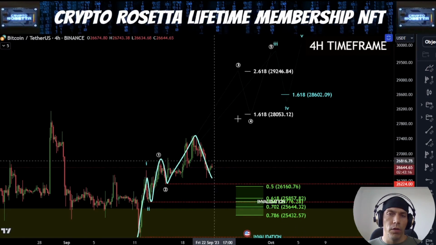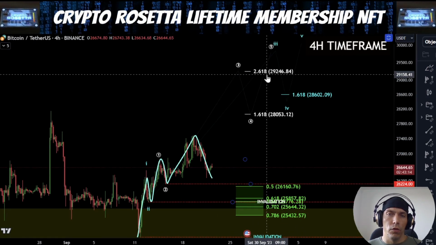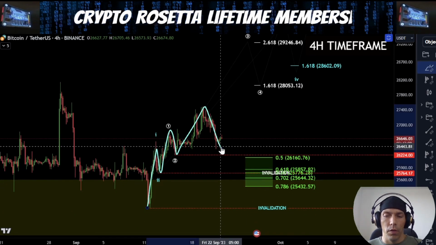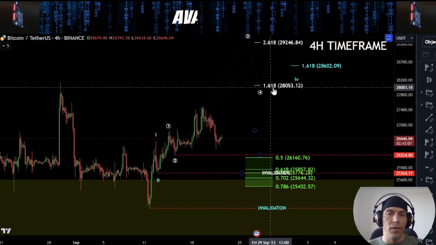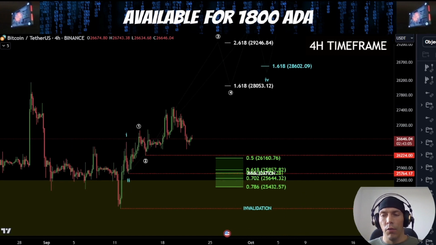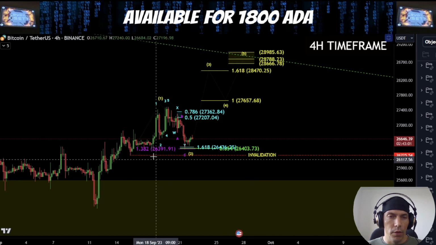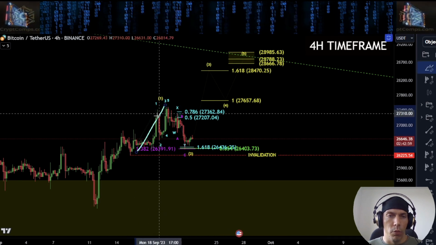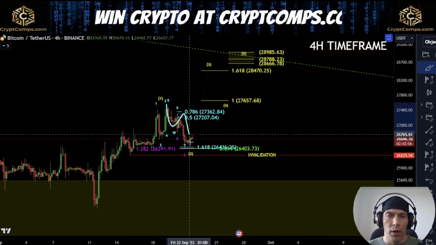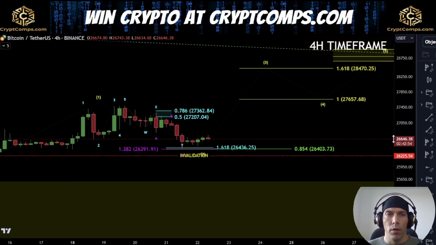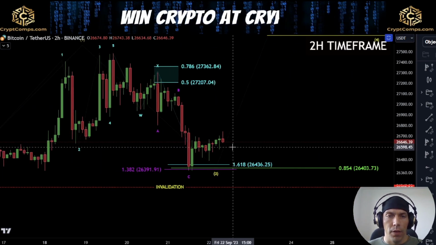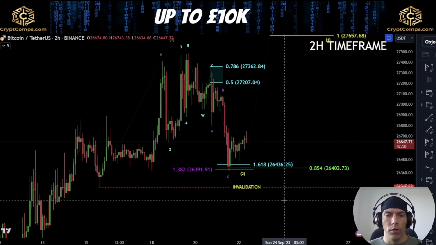Now, I'd want to see a move up here, potentially towards this 2618 level of this 29,246 to confirm this. The 1.618 is here at this 28,000. But if we turn on the internals of this move, what we'd be saying is that effectively this move here is wave 1 as a diagonal, and we're looking at this just as a corrective move. Now, this is why it's going to be important whether we get that additional fifth wave to the downside.